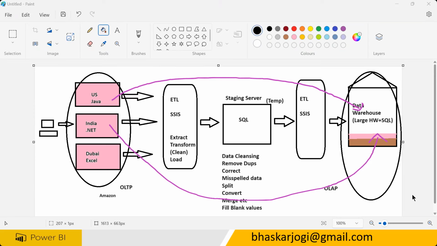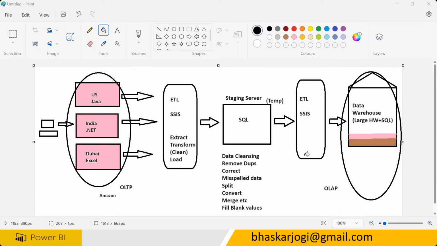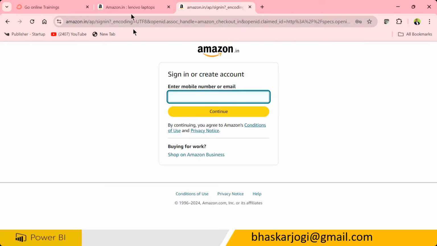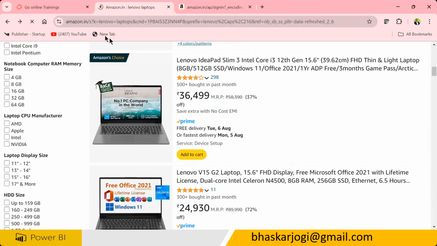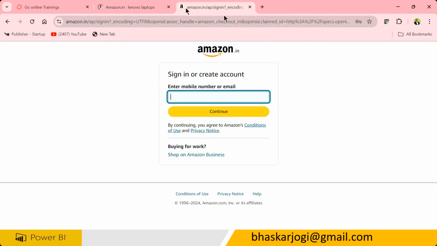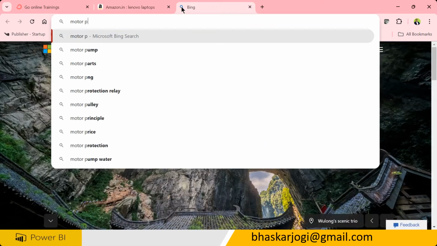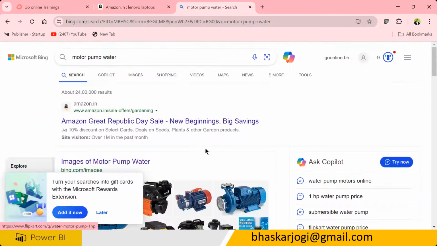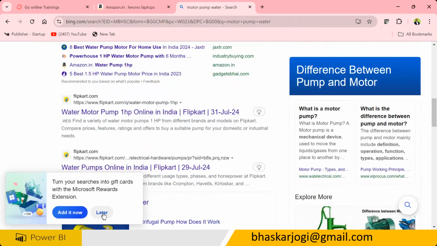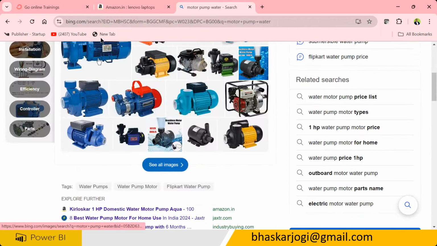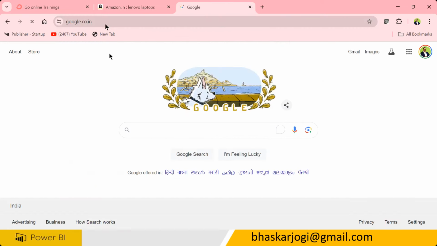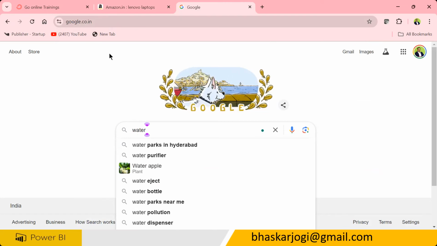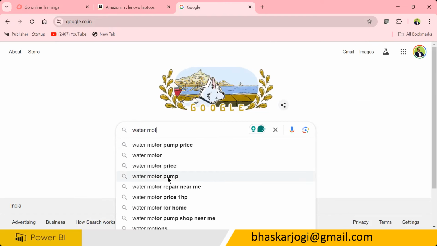One friend told me, hey Bhaskar, you don't do this. Go to Amazon and buy one motor pump. That is what he told me. You buy a motor pump on Amazon, right? So we know motor pumps, right? I wanted to buy a motor pump for the water purpose. I ordered one motor pump. A lot of items are available, right? So I went to Google and searched for water motor pump. So this is what I wanted to buy.